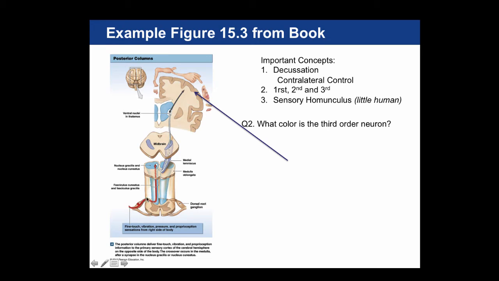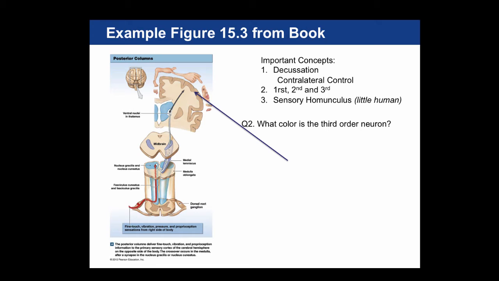Again, we can see a red, a white, and a black neuron, which represents the first, second, and third order neurons. So, question number 2, which we'll get back to, and this one's the easy one. There's some harder ones. What color is the third order neuron?